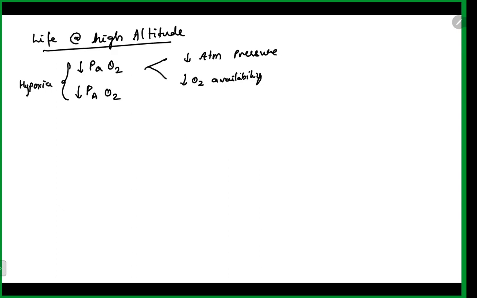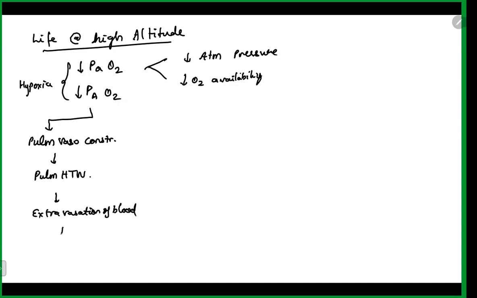So, two different mechanisms. On one side, the PaO2 level is low. On the other side, the alveolar pressure level is low. Whenever there is a decrease in the alveolar pressure, that will cause pulmonary vasoconstriction. This will lead to pulmonary hypertension. When pulmonary hypertension occurs, there is going to be an extravasation of blood. This extravasation of blood will cause pulmonary edema. This is called high altitude pulmonary edema.